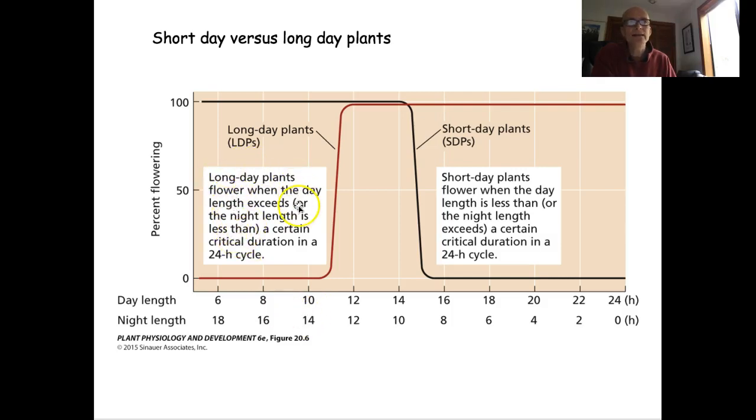So a long day plant, it flowers when the day length exceeds a certain critical duration. So what I mean here is that a certain critical duration in a 24-hour cycle is apparently here for this example of this long day plant, 11 hours or so. At that point, when that point is reached, all the flowers start to flower. So this would be a plant that waits in the spring patiently until the days are long enough so that it will then start to flower.